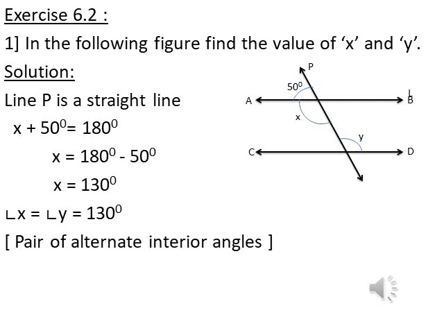Now we'll see parallel lines. Another type of two lines is parallel lines. AB is parallel to PR.